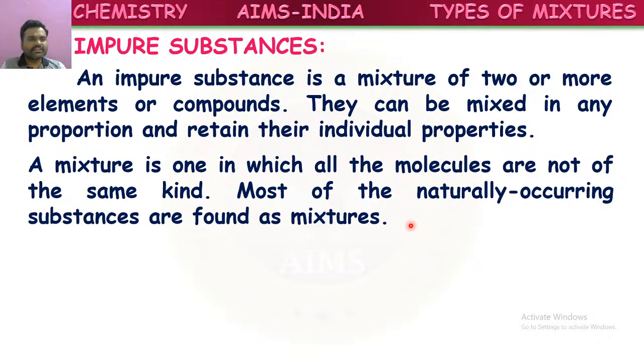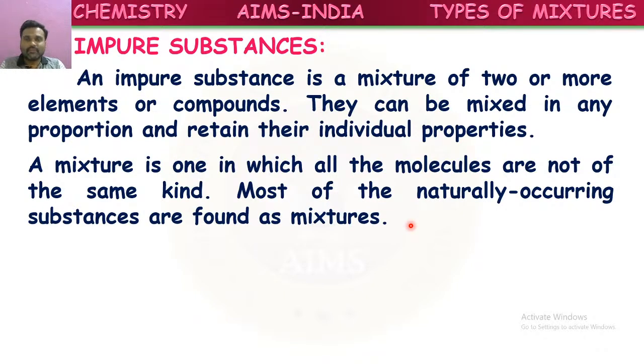Most of the naturally occurring substances are found as mixtures. Most of the substances which we get from nature won't be in the pure form. Very few exist in the pure form, but most of the elements or substances which we get from nature are in the form of their compounds or mixtures.